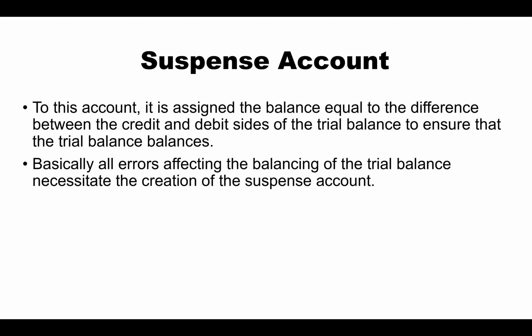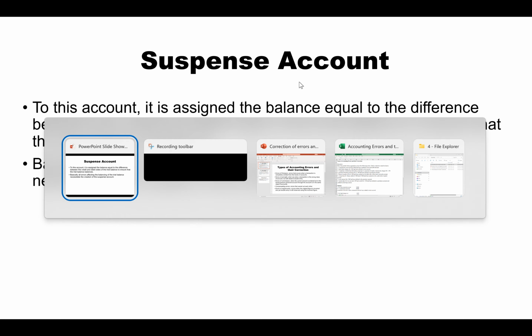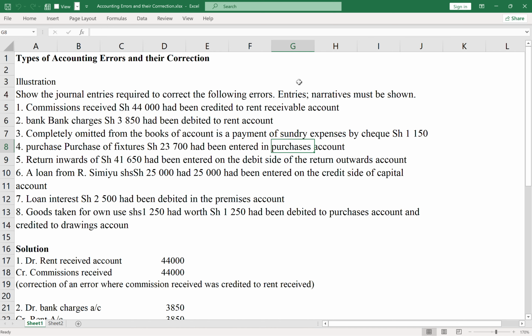So I'd like us to look at the examples so that we can understand more about this topic. So I have an instruction here for the types of accounting errors and their correction. So we shall start with it. So in our instruction we are told to show the journal entries required to correct the following errors. Entries narrative must be shown.